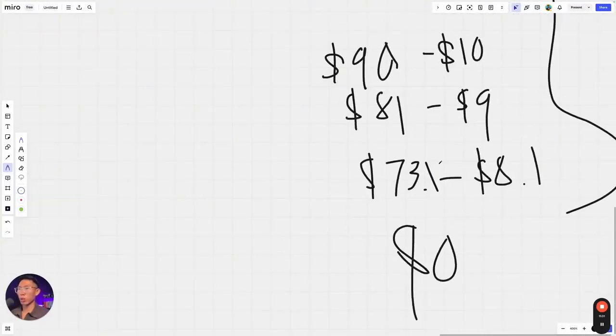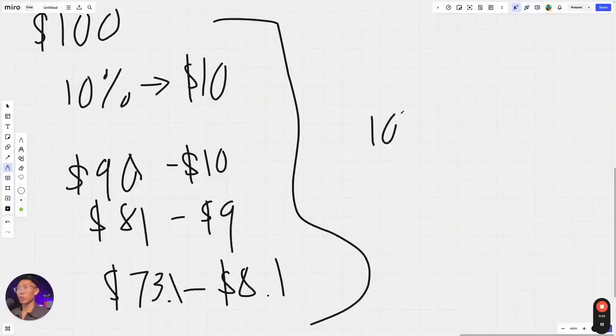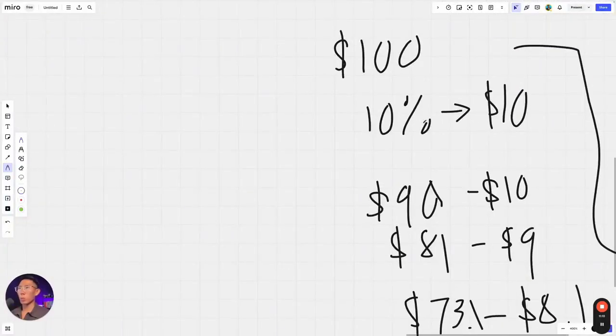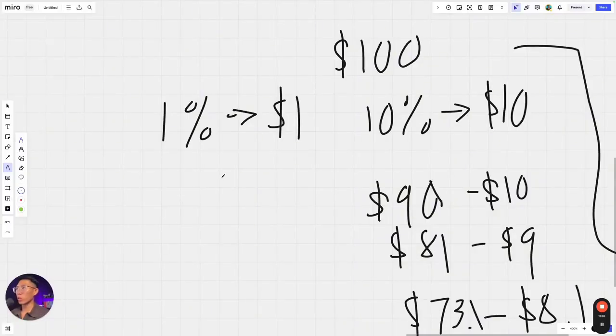Let's say you lost 10 trades in a row. So here is another scenario where, instead of risking 10% per trade, we are risking only 1% per trade. So every time you lose, out of $100 you are losing $1. In this case, you lost 10 trades. After you lost 10 trades, you will be down around $10.